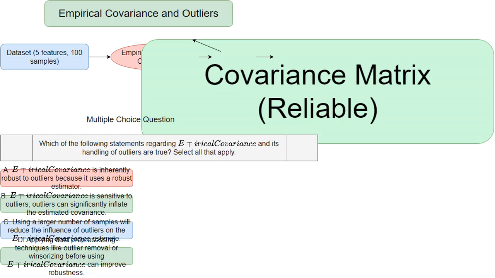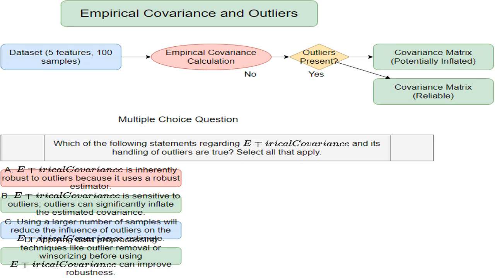I'm being asked to identify which statements accurately describe how empirical covariance handles outliers. This statement claims that the method used is naturally resistant to outliers. I'll need to determine if that is true. Let's imagine for a second that there were no outliers. Then, the calculated relationships between the features would be reliable. This is the ideal scenario that we compare the outlier scenario to.